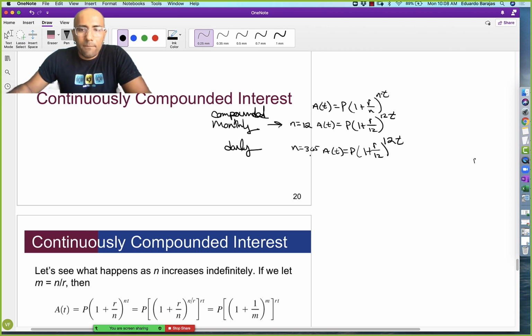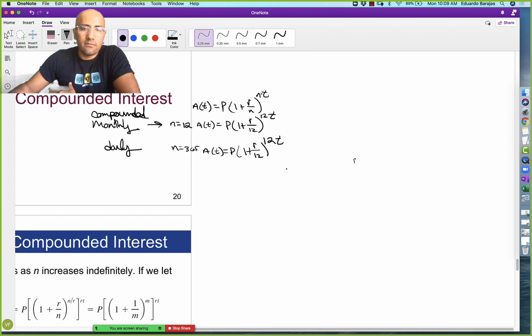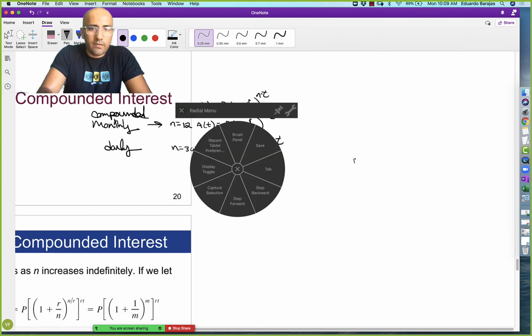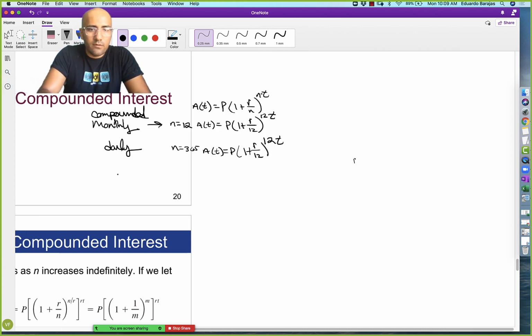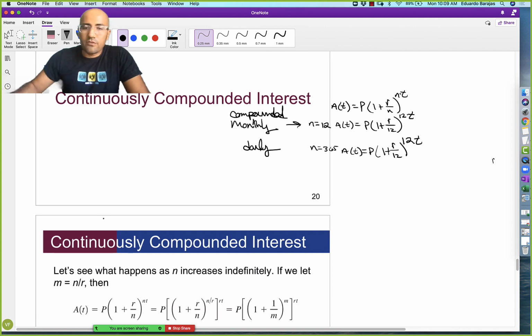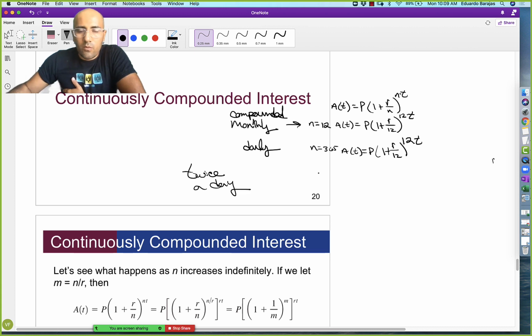Okay. What if we wanted more than that? What if we wanted it twice a day? Stop moving. Man, what's wrong with this computer? How about twice a day? I want to compound this twice a day, once at 6 a.m., once at 6 p.m. Twice a day. Well, in 1 year, it would be twice as much as this. So it'd be 365 times 2, 730 times it would get compounded in 1 year. So n would be equal to 730.